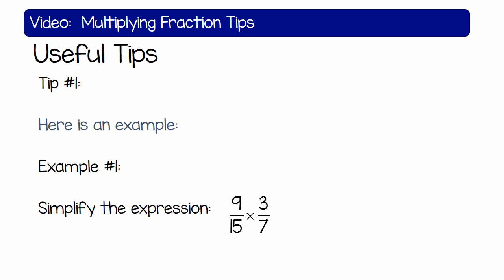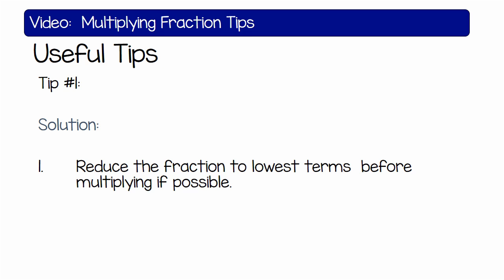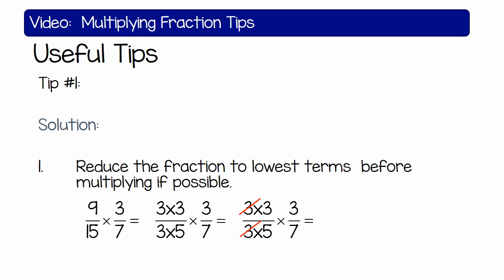Simplify the expression 9 over 15 times 3 over 7. Okay, now here is your solution. Reduce the fraction 9 over 15 to its lowest terms. 9 would become 3 times 3. 15 would become 3 times 5. We can now see we have a common 3 on the top and bottom, which we can reduce to 1. That would leave us with 3 over 5 times 3 over 7, which would give us 9 over 35.